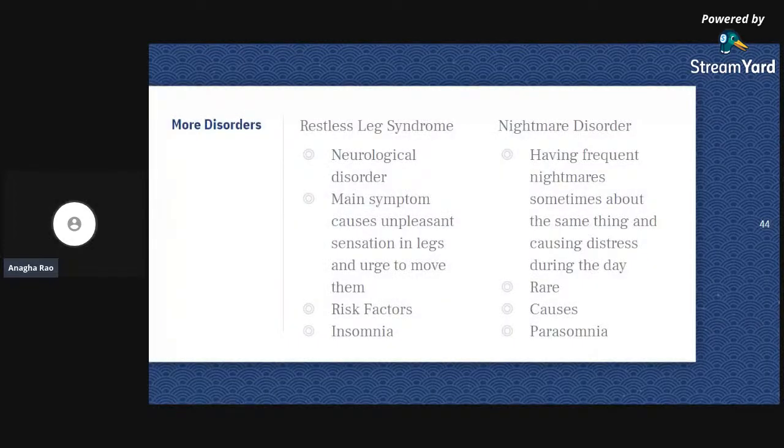More disorders. There are a lot of different problems that can come from sleep, right? There's restless leg syndrome. Restless leg syndrome is a neurological disorder, and the main symptom is an unpleasant sensation in our legs, and we can't keep our legs still. There's an urge to move them. It can cause a tingling sensation, and it can feel uncomfortable.